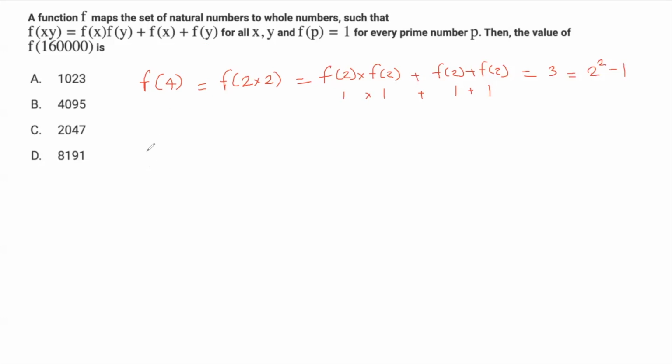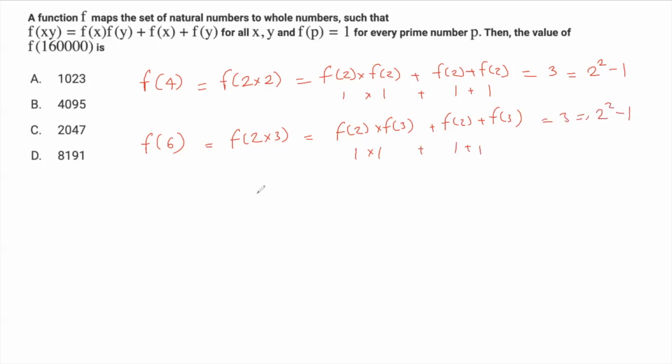Okay. What if I asked you to find f of 6? f of 6 would also be f of 2 into 3. By the same logic, it will be f of 2 into f of 3 plus f of 2 plus f of 3. And the value would also be the same, 1 into 1 plus 1 plus 1, which is 3, or 2 raised to 2 minus 1.